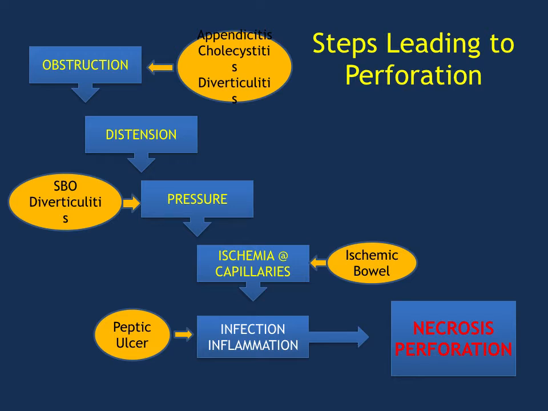Perforated peptic ulcer is caused by erosion of the duodenal and gastric wall through acid-mediated damage. And then for ischemic bowel, there's direct compromise of the blood supply that leads to necrosis and perforation.